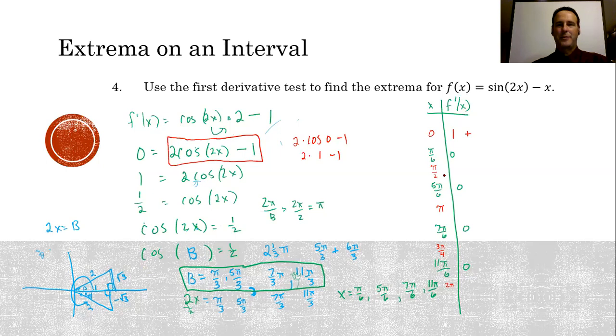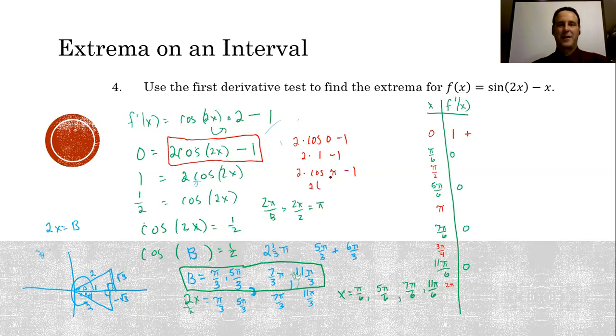All right, if you pick pi over 2, which is halfway, maybe not exactly halfway, but it's somewhere in between pi over 6 and 5 pi over 6. Okay, plug that in. Cosine, now let's be careful here. This is 2 times pi over 2. It's really just pi. Minus 1. And the cosine of pi is negative 1.